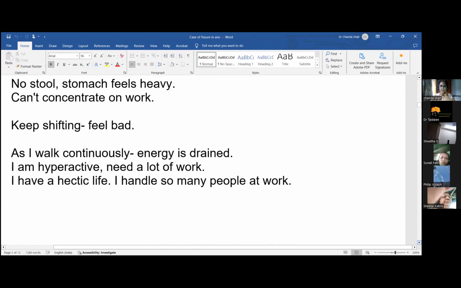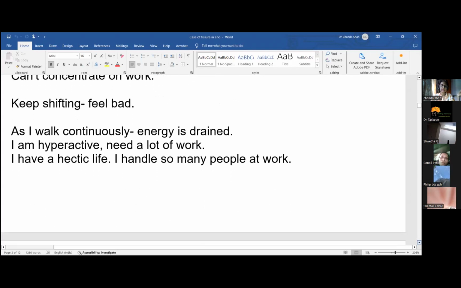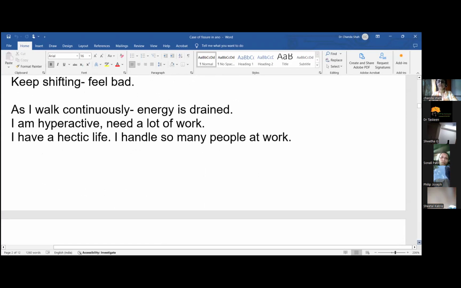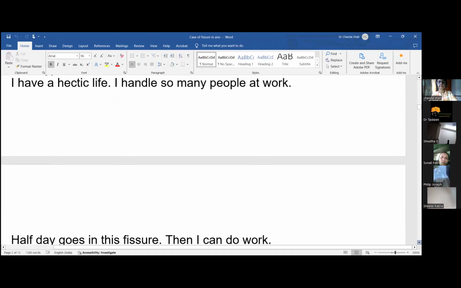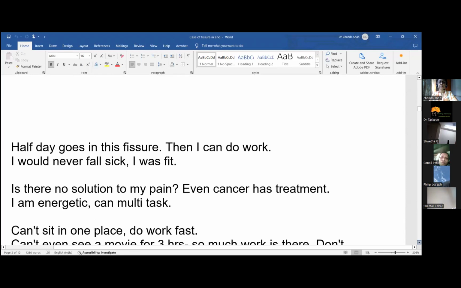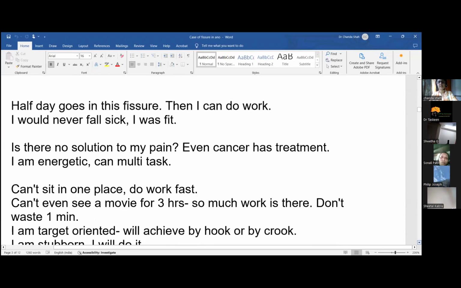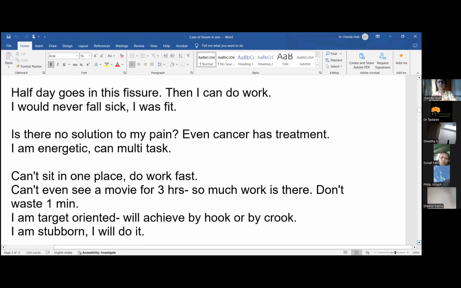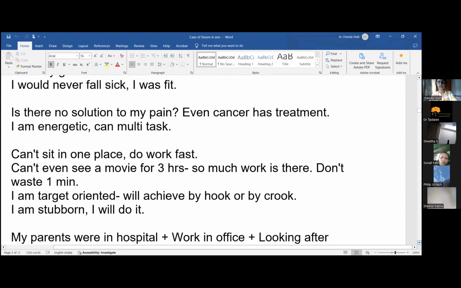And because of this pain, she's walking, you know. She's saying, my energy is drained. I am hyperactive. I need a lot of work. I have a hectic life. I handle so many people at work. You think half my day goes in this fissure, then I can do work. I would never fall sick. I was fit. Is there no solution to my pain?